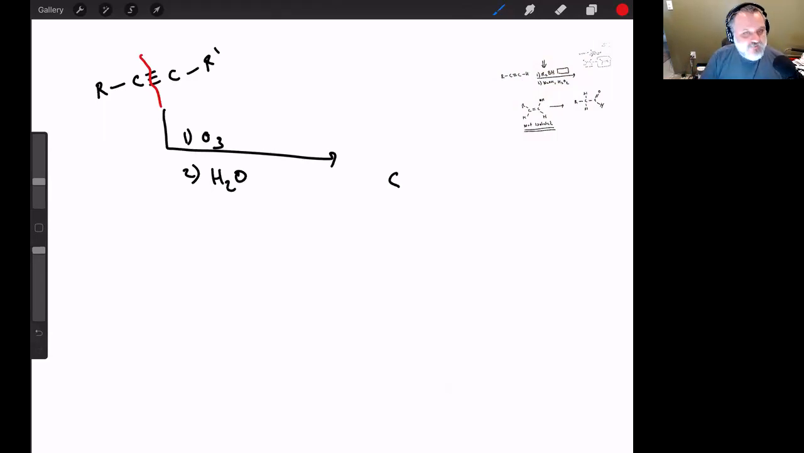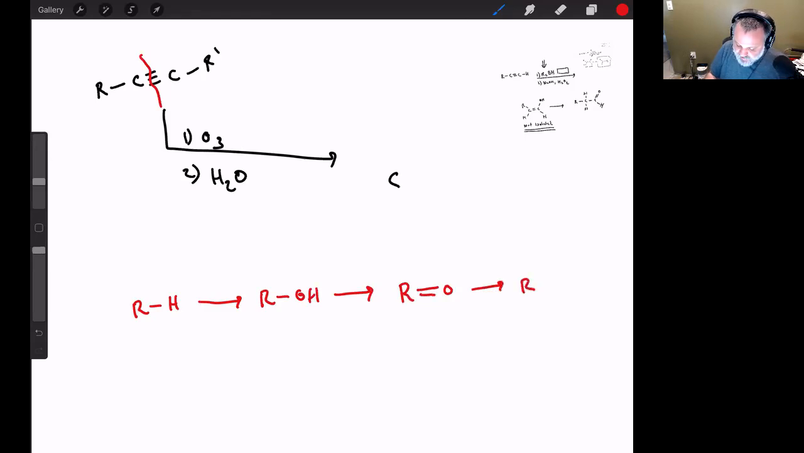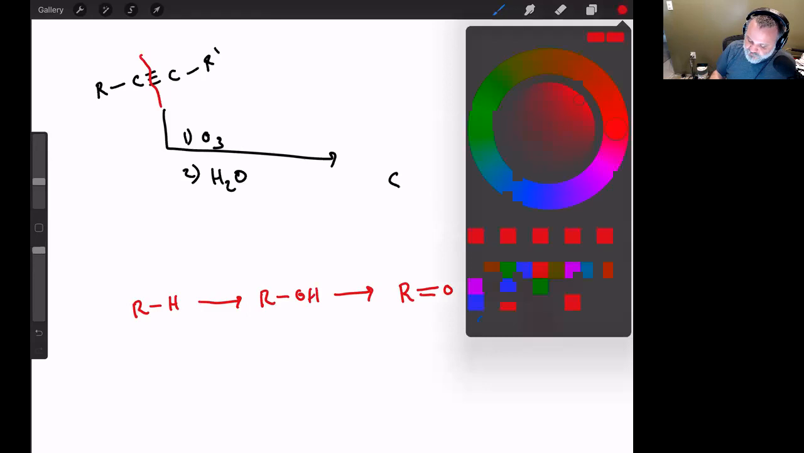So in the case of the alkene, you end up with a ketone or an aldehyde, but in the case of an alkyne, what's the more oxidized version of an aldehyde or a ketone? If you think about it, if you have RH, that's as most reduced as it can be. Then as you oxidize, you get to an alcohol. Then as you continue to oxidize, you get to a ketone. And then as you continue to add oxygens, now you have a carboxylic acid. And that's what you get in this case.